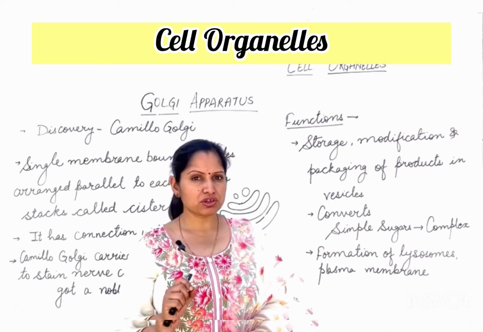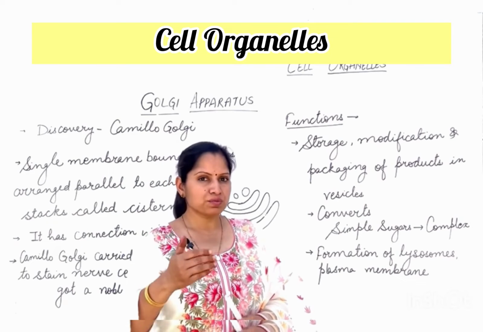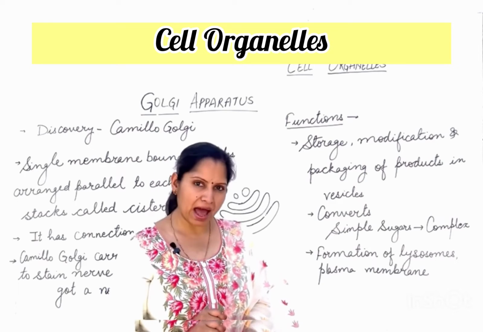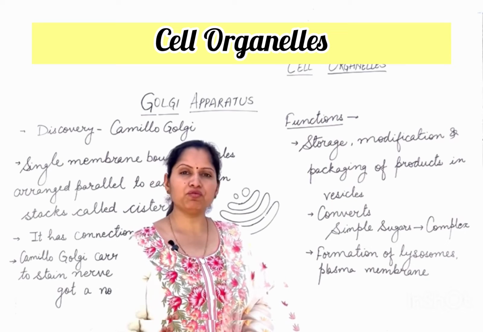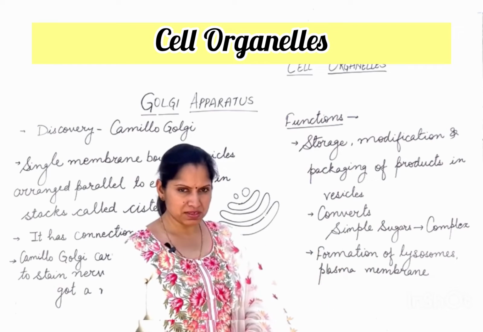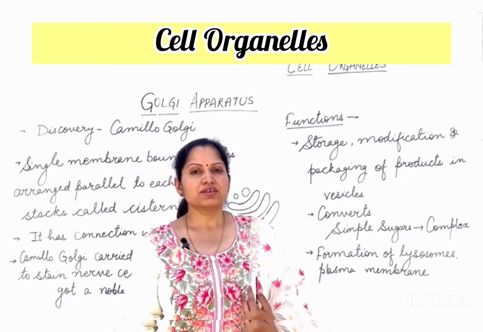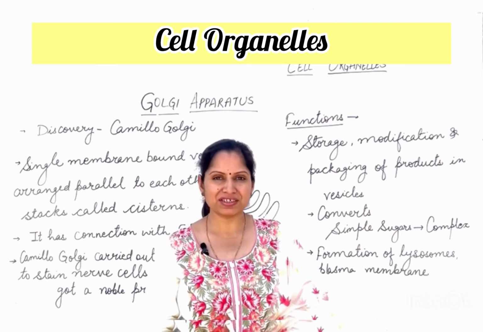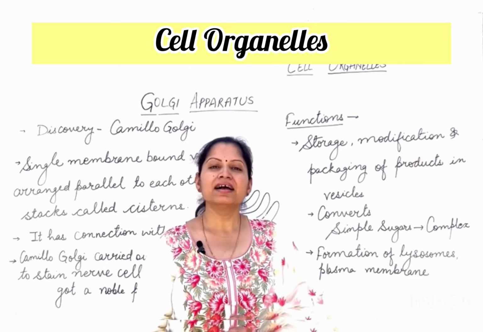Apart from that, one very important function of Golgi apparatus is the formation of lysosomes. Lysosomes, we are going to talk about that, but lysosomes are formed by the Golgi apparatus, because lysosomes also have some enzymes, and enzymes are made up of proteins only. So this Golgi apparatus will be helping in the formation of lysosomes and plasma membrane, which again is made up of proteins and lipids. So formation of lysosomes and plasma membranes will also be helped by the Golgi apparatus. I hope this is an easy organelle for you all to remember.